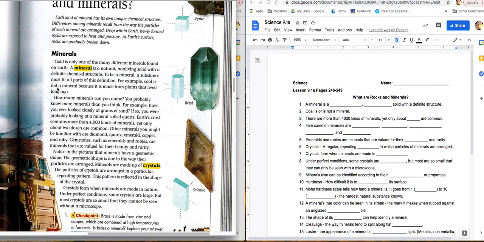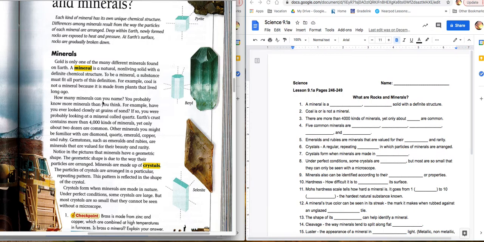For example, coal is not a mineral. Why? Because it was made from plants that lived long ago. So remember, guys, the difference between non-living and dead is dead, you once lived. Non-living means there's no part of you that ever lived. So coal is made from dead plants. Coal is not a mineral, guys, because it had living plants at one time.